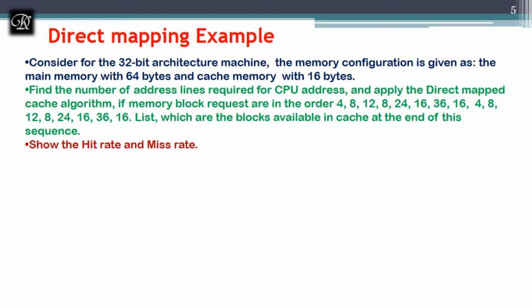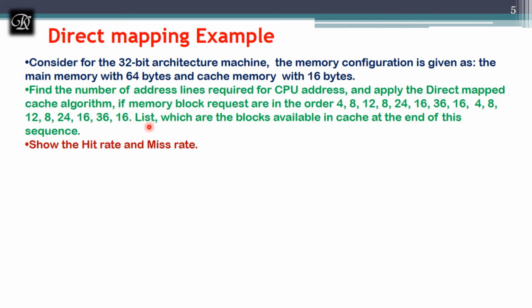Now we have to find the number of address lines required for this. 2 to the power of what gives me 64? That will be the number of address lines. Then apply direct mapping for the cache. The given block requests are 4, 8, 12, 8, 24, 16, 36, 16, 4, 8, 12, 8, 24, 16, 36, 16. I have intentionally taken these numbers to show the disadvantage of direct mapping.